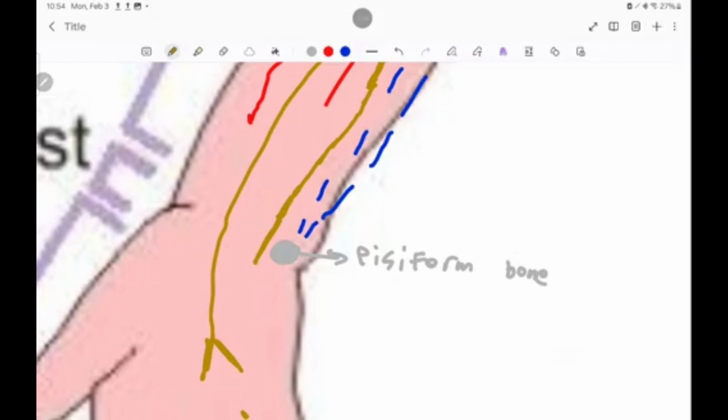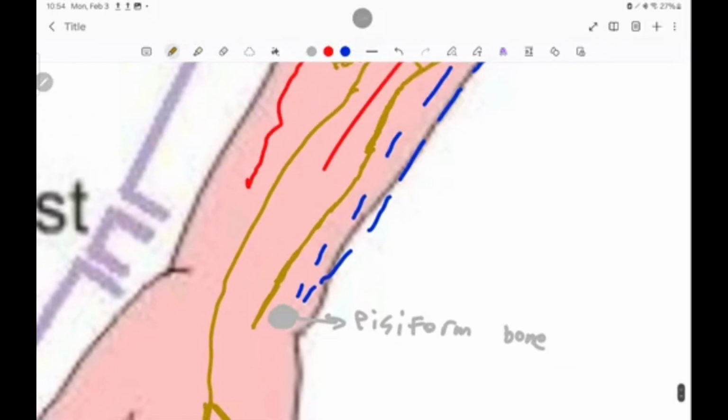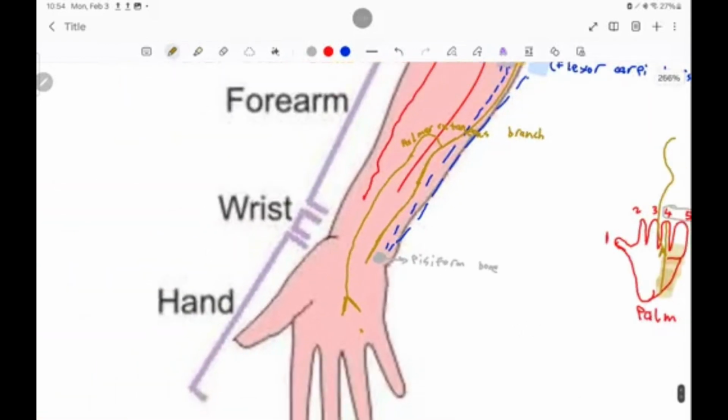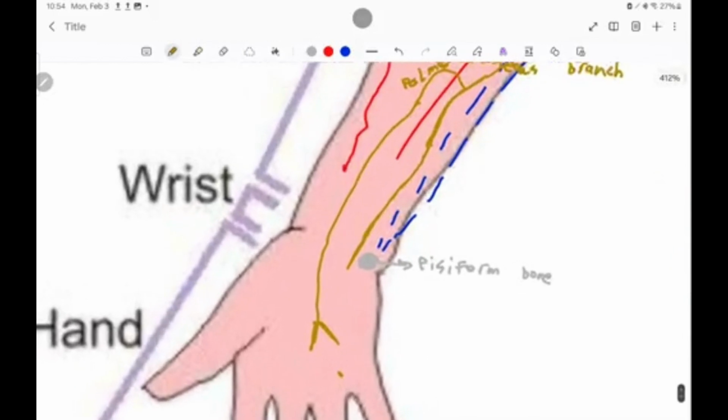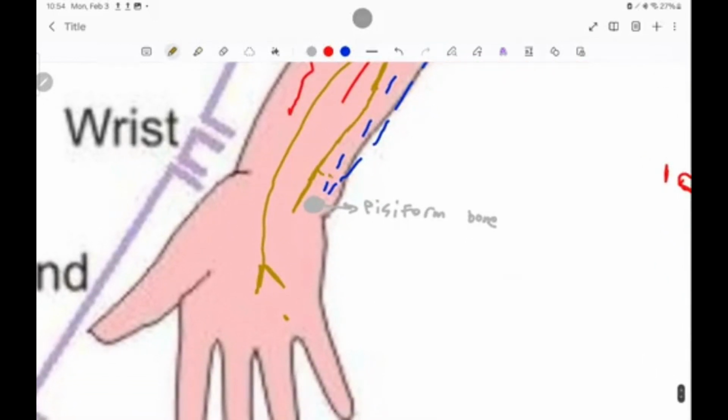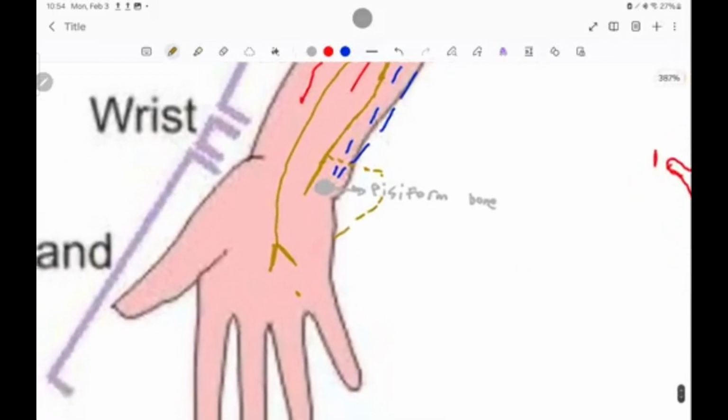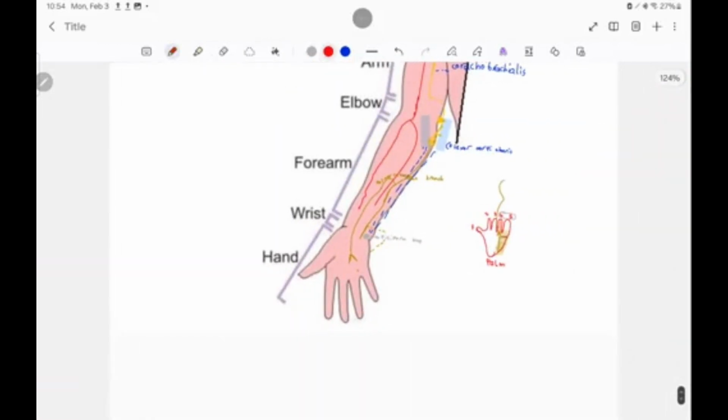Before the nerve enters the wrist, it will give a branch, and this is the dorsal cutaneous branch. Okay, what does this dorsal cutaneous branch supply? I'll draw it. Here's the dorsal cutaneous branch. It will wind around the hand and go to the posterior aspect. It's just a cutaneous nerve supply to the dorsal aspect of the hand. Okay, I'll draw the dorsal aspect of the hand.